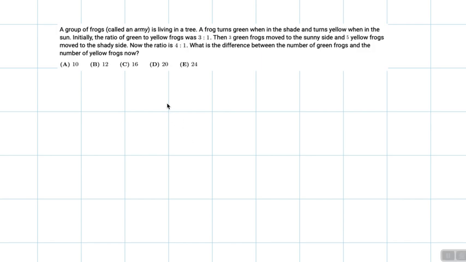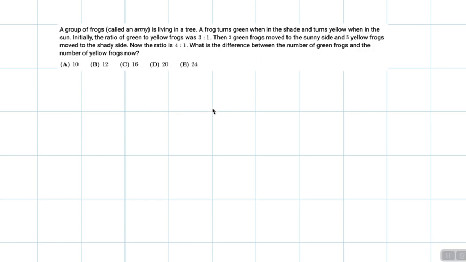A group of frogs called an army is living in a tree. A frog turns green when in the shade and turns yellow when in the sun. Initially, the ratio of green to yellow frogs was 3 to 1. Then 3 green frogs moved to the sunny side and 5 yellow frogs moved to the shady side. Now the ratio is 4 to 1. What is the difference between the number of green frogs and the number of yellow frogs?